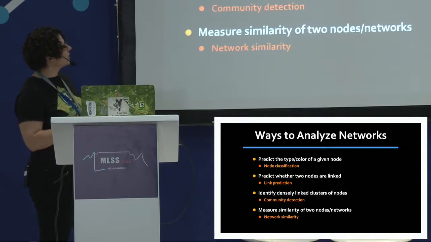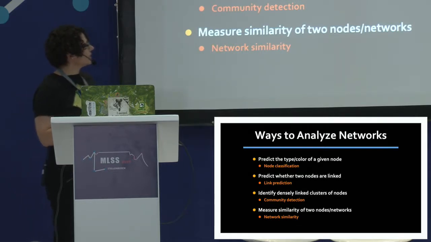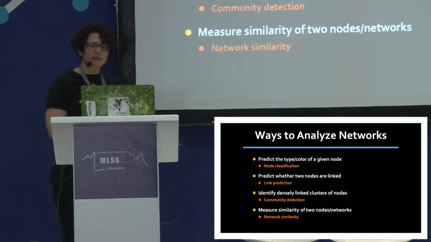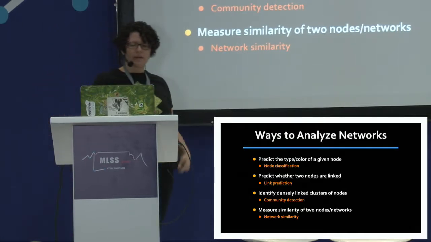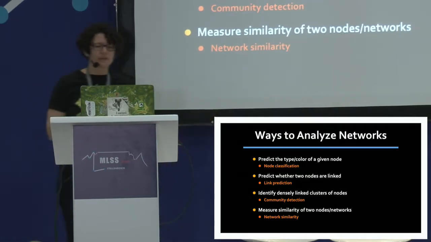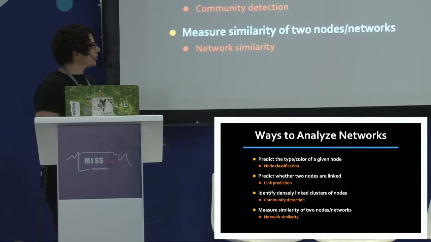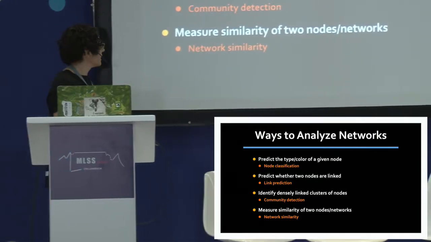We want to predict whether two nodes are linked or not, or will be linked. That's link prediction. We typically want to identify things like densely connected, densely linked clusters of nodes, also called community detection. Or measure similarity of two nodes or two networks, and so network similarity.